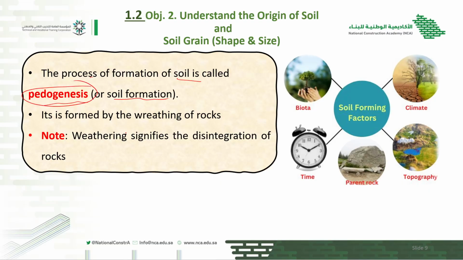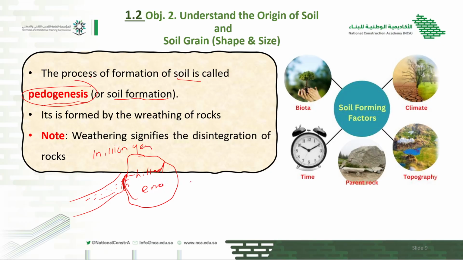Note, weathering signifies the disintegration of rock. What does it mean? This is the big rock. What is meant by weathering? Like this is the river which is close to this rock. So when the water moves here and hits this portion of the rock, it is heated most of the time. In geotechnical engineering or geology, when we talk about time, it is millions or thousands of years. So after some time, this is called erosion.